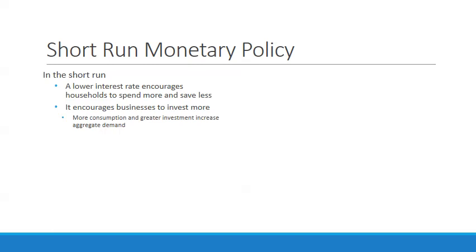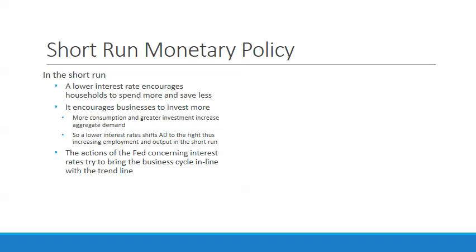Now, more consumption and greater investment increase the aggregate demand. So a lower interest rate shifts aggregate demand to the right, thus increasing employment and output in the short run. Now we know that, of course, because this is one of the things we talk about with the Phillips curve: by increasing inflation rates in the short run, we're also going to decrease the unemployment rate, because more workers will get hired. So the actions of the Fed concerning interest rates try to bring the business cycle in line with the trend line. And that's the primary goal here, to make the business cycle as close to the trend line as you possibly can.